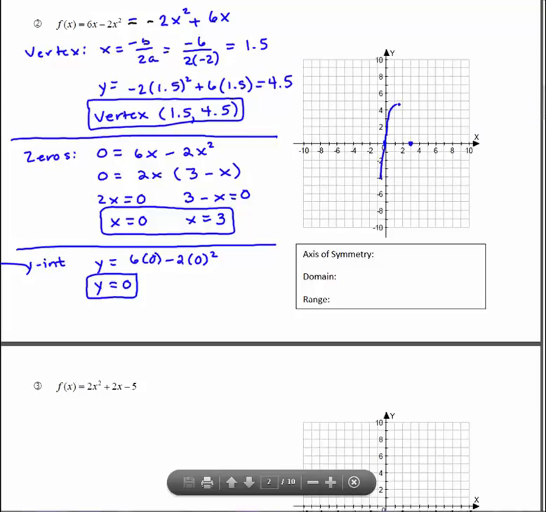And if we go ahead now and just draw, this parabola is going to come out upside down. Okay, so there's our graph. Once again, I can identify a few features of it. The axis of symmetry, if I draw a vertical line through the vertex, is just going to be at x equals 1.5.